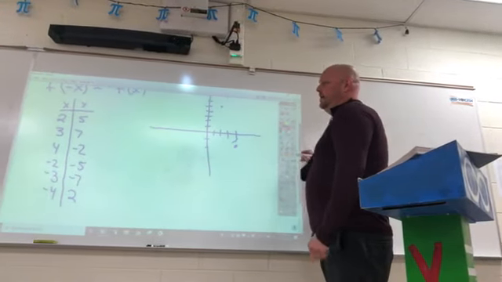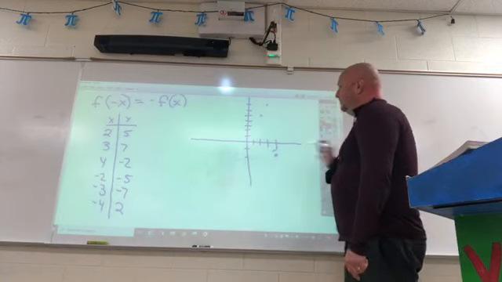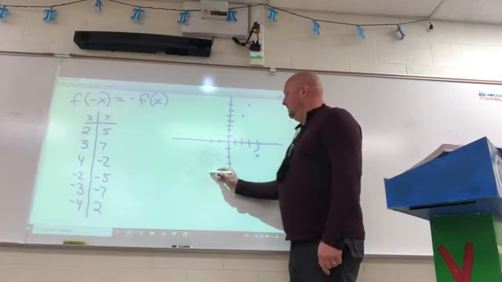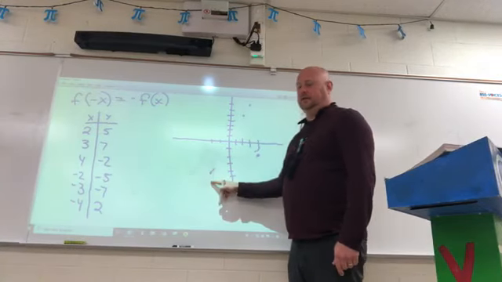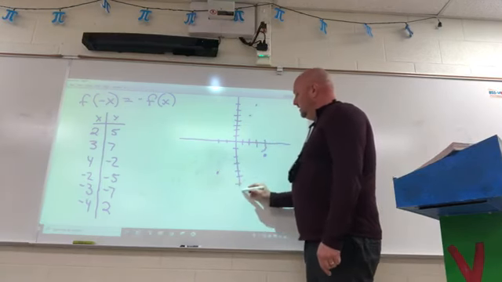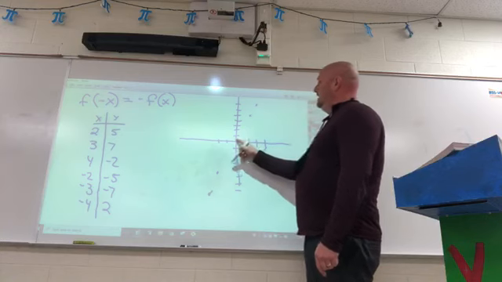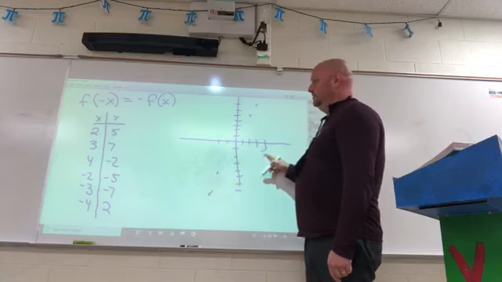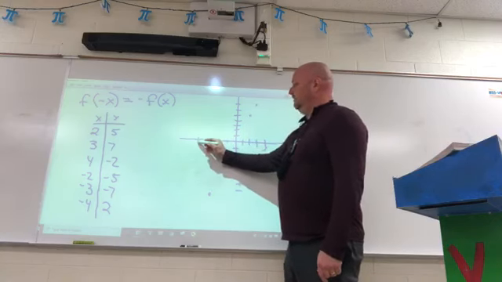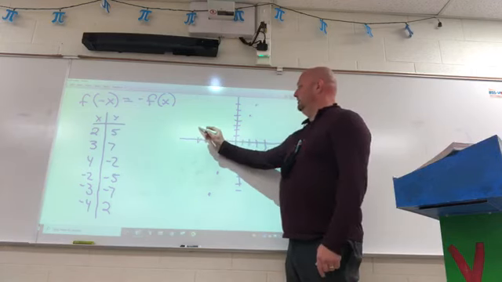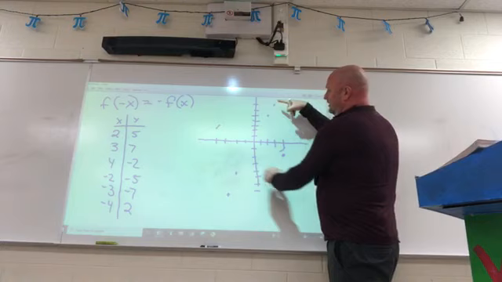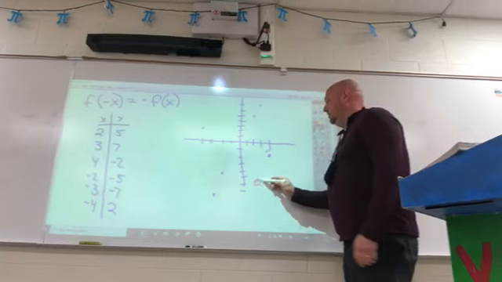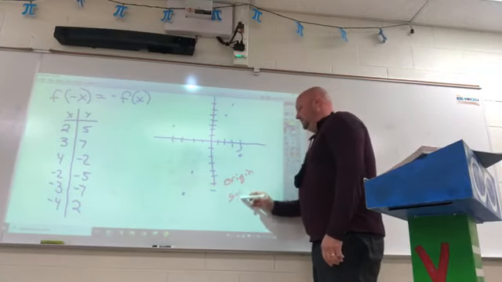So there's our points. Well, now, when we plug in that negative 2, we don't get the 5, we get the negative 5, right? So this point now comes down here. That 3, 7 now becomes 3, negative 7. And that 4, negative 2, negative 4 now becomes positive 2. So this point moved down here, this point moved down here, and this point moves over there. That is what we call origin symmetry.